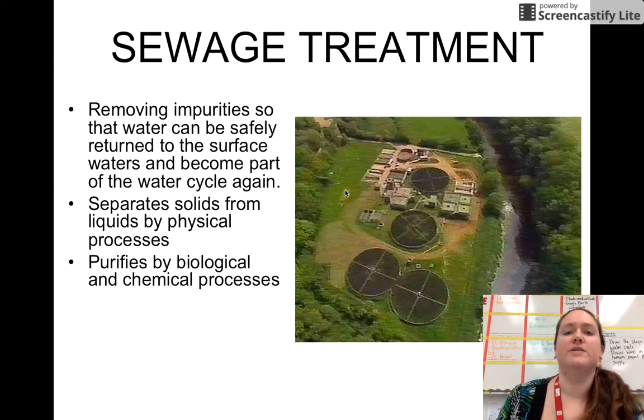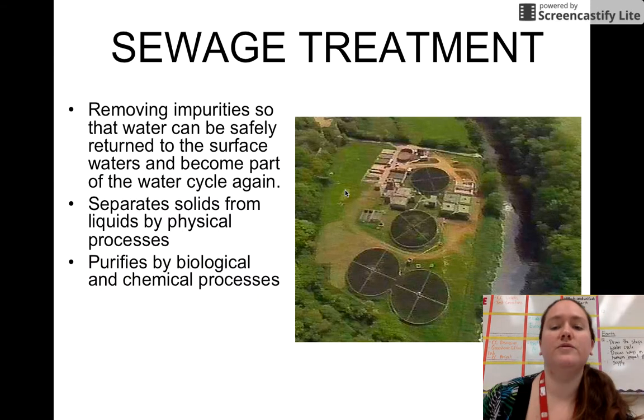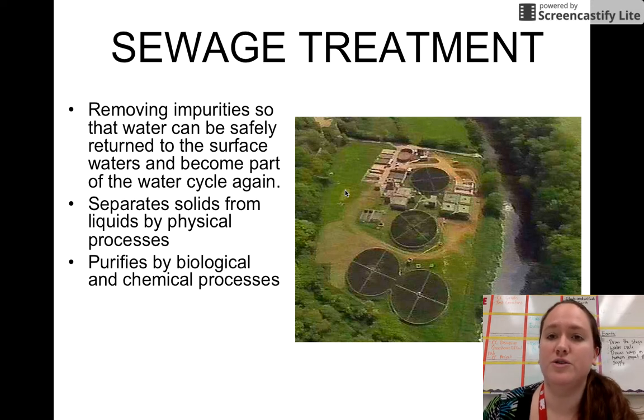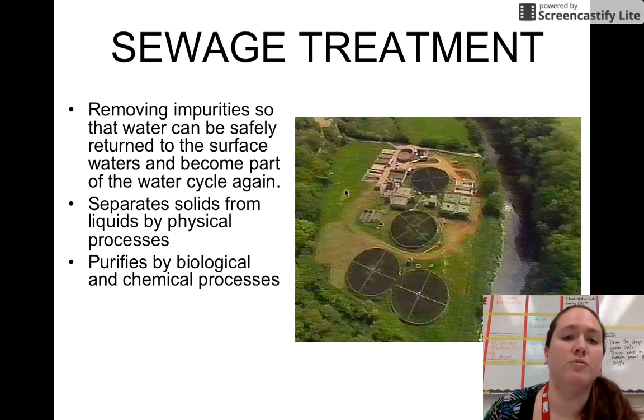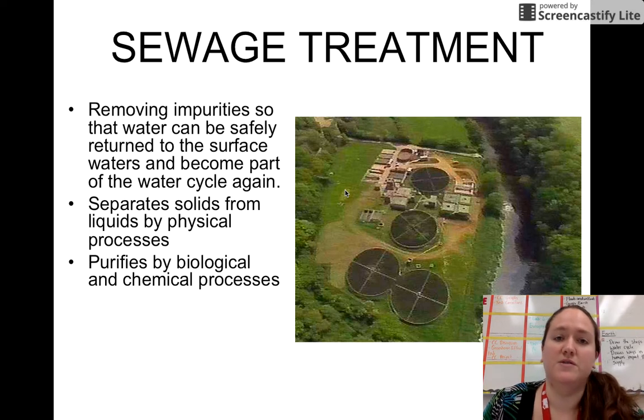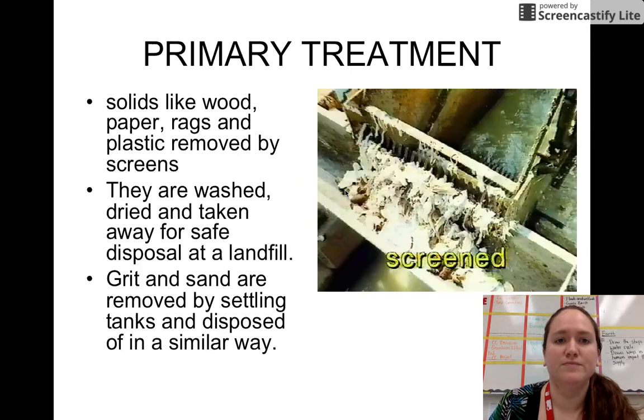So if you don't have a septic system, you have city water that has to go through a sewage treatment plant, also called wastewater treatment plants. Basically what we want to do here is remove anything that's bad so that the water can be put back on the surface into lakes and rivers where we can actually get it and use it for drinking water. So we're separating solids by physical processes. We're also using biological and chemical processes.